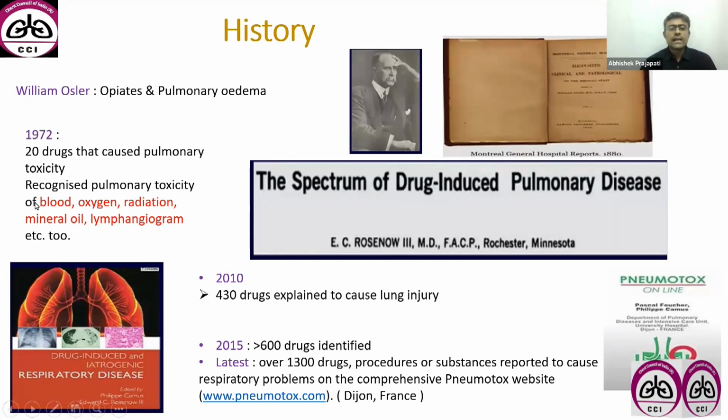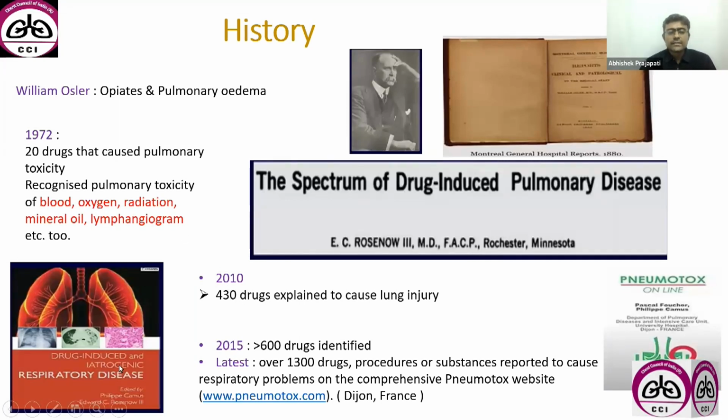And they also emphasize the importance of blood, oxygen, radiation, mineral oil, and lymphangiogram, which can cause lung injury. Blood products may cause transfusion-associated lung injury, which is now called TRALI. Oxygen can lead to lung injury, which is also called reabsorption atelectasis, and lead to ARDS.